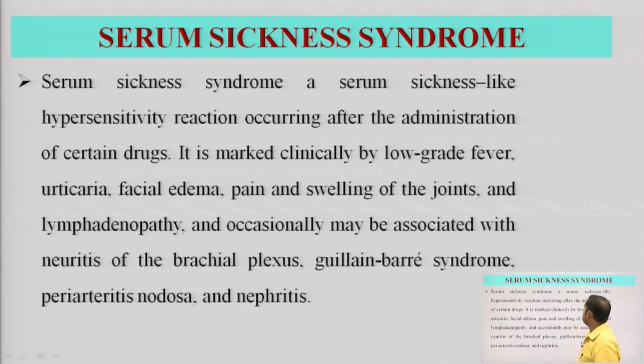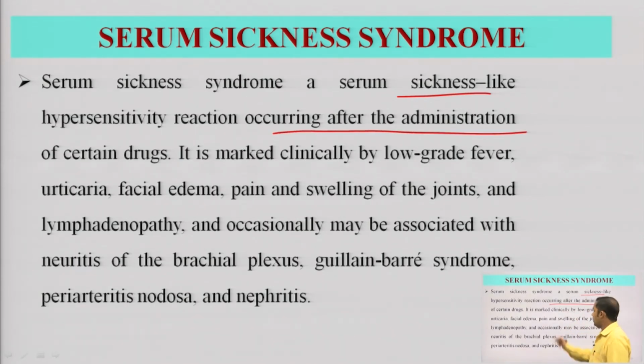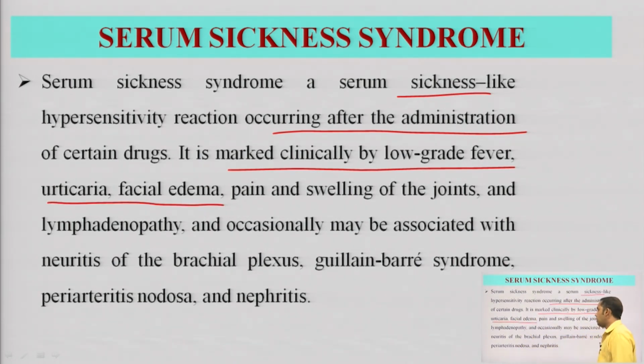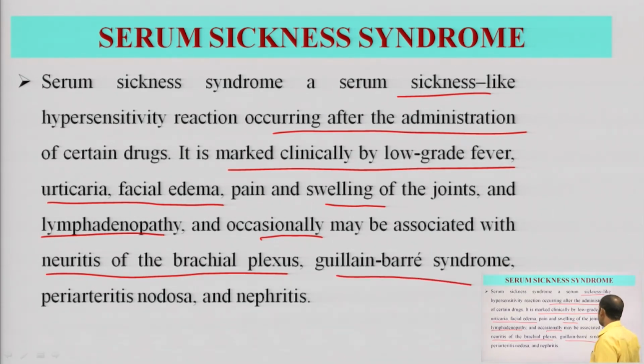Serum sickness syndrome is a serum sickness-like hypersensitivity reaction occurring after administration of certain drugs. It is clinically marked by low-grade fever, arrhythmia, facial edema, pain, swelling in the joints, and lymphadenopathy. Occasionally it may also be associated with neuritis, bacterial pulses, and Guillain-Barré syndrome. So, these kinds of problems you can also face.